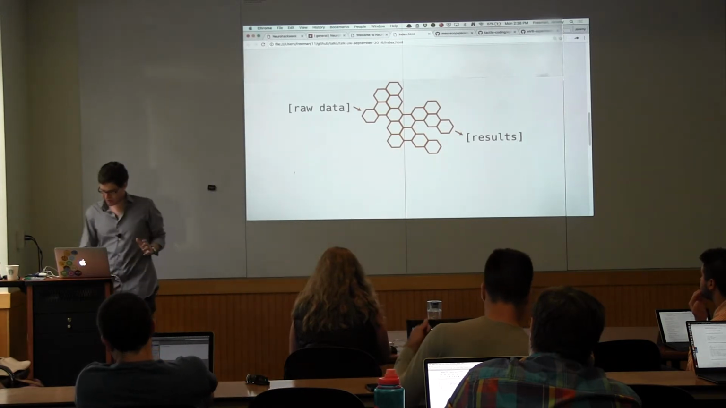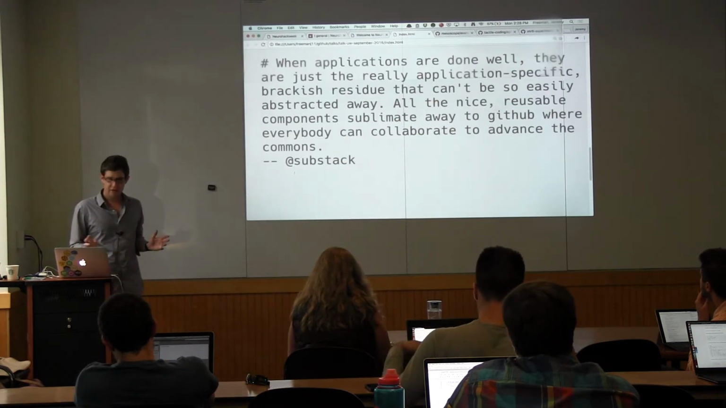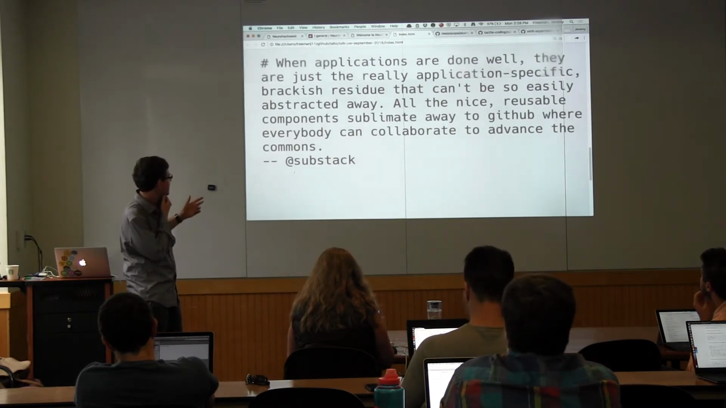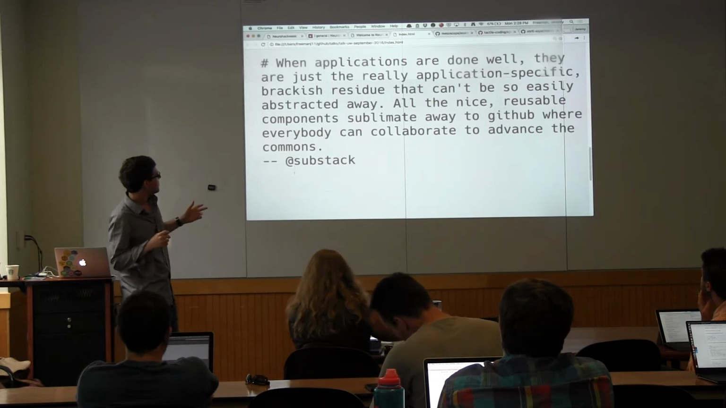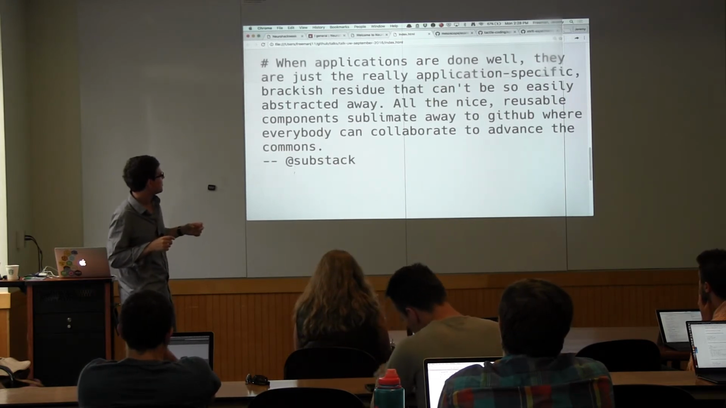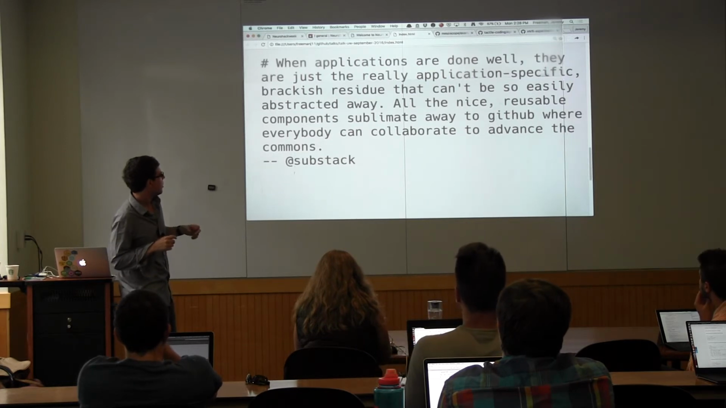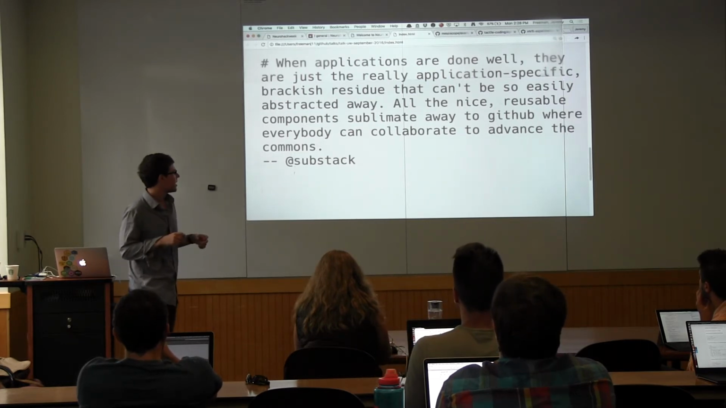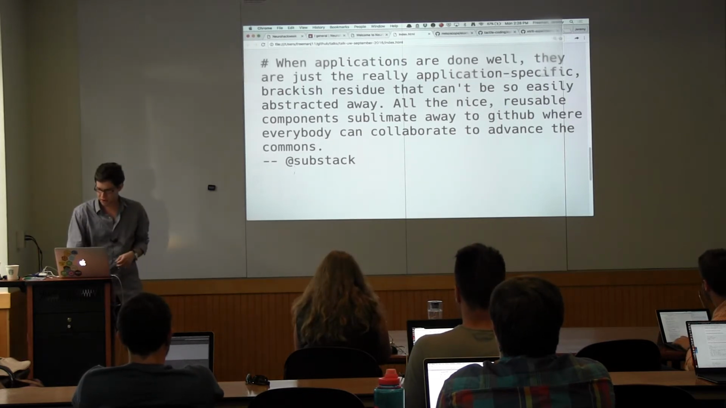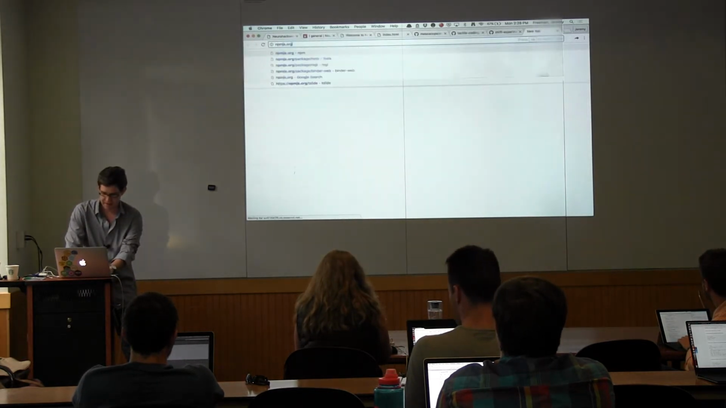I take a lot of inspiration from the JavaScript community in general. In particular, I really like this quote from a developer called Substack. He says, when applications are done well, they're just the really application-specific brackish residue that can't be so easily abstracted away. All the nice reusable components sublimate away to GitHub, where everybody can collaborate to advance the commons. So Substack is definitely a proponent of this.